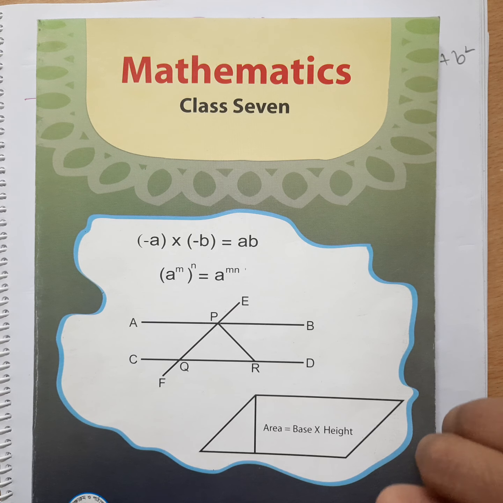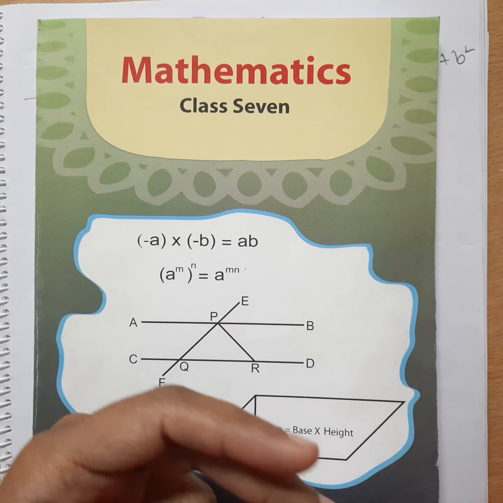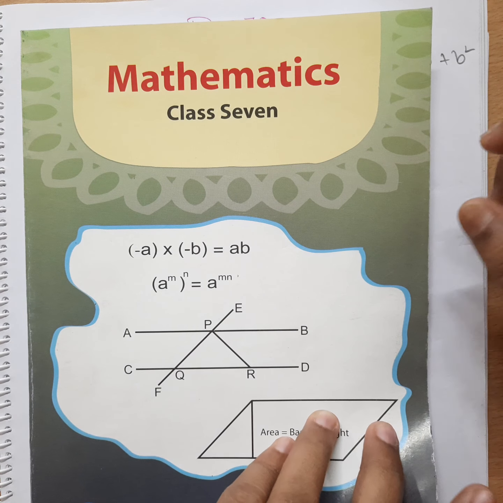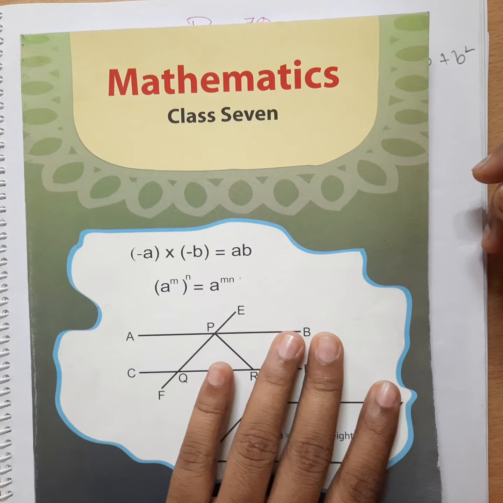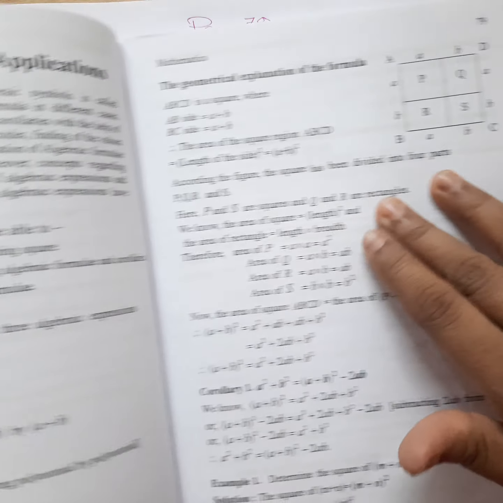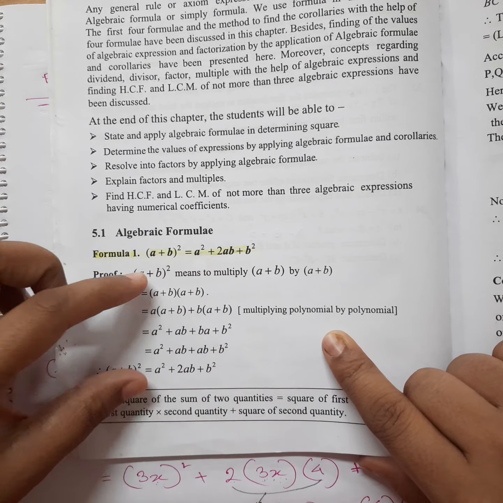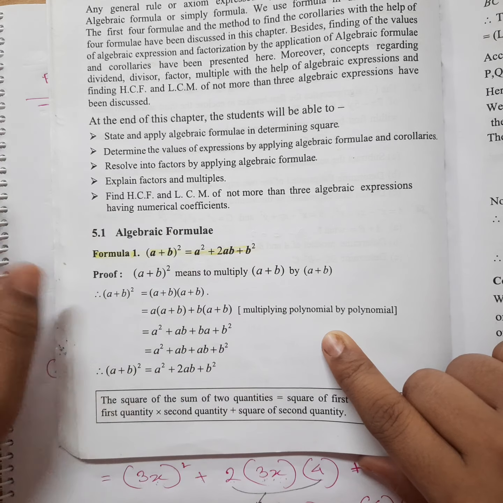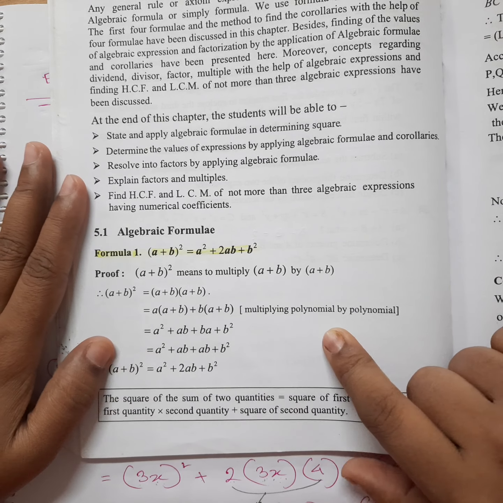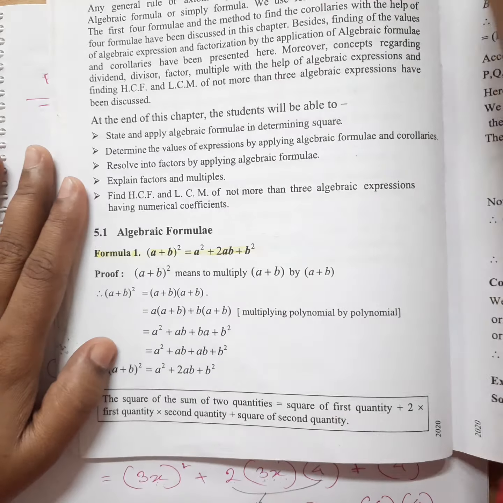The first is (a plus b) whole square is equal to a square plus 2ab plus b square. I already showed you how they come from this one to that one, but again I am going to explain a little bit here.